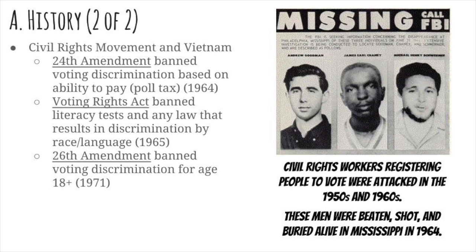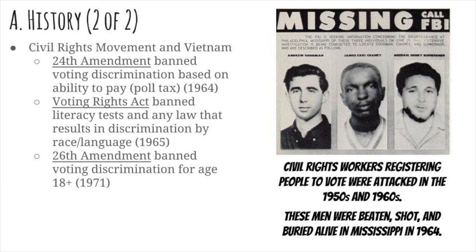And much of the efforts of the civil rights movement was focused on eliminating those discriminatory laws that were passed after the end of Reconstruction. So the Voting Rights Act was a federal law passed in 1965 that banned the use of literacy tests and any law that would result in discrimination based on race or language. And many places were actually required, up until very recently, to pre-clear these laws with the Justice Department to ensure that they didn't result in discrimination.